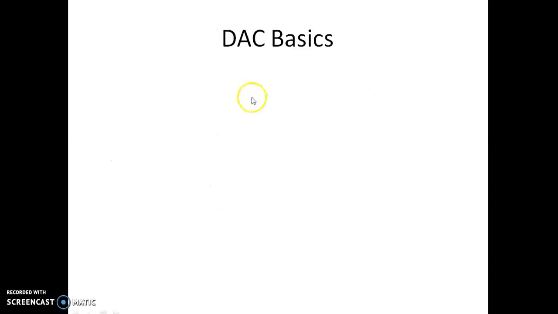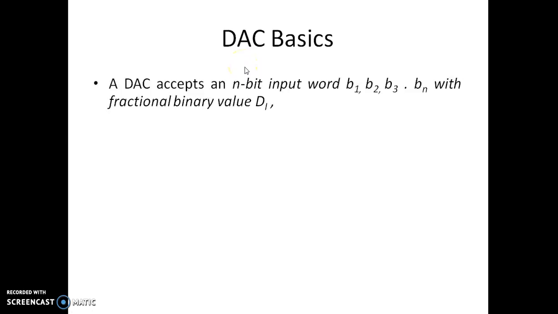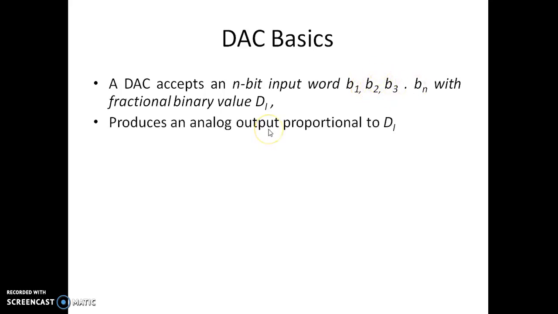Let us see the DAC basics, that is, digital to analog converter basics. A DAC accepts an n-bit input word b1, b2, b3 up to bn with a fractional binary value Di, which was defined earlier. Di is b1 times 2 to the power minus 1 plus b2 times 2 to the power minus 2, and so on, and it produces an analog output proportional to this Di. So proportional to this Di, we get an analog voltage. This Di is a binary input.